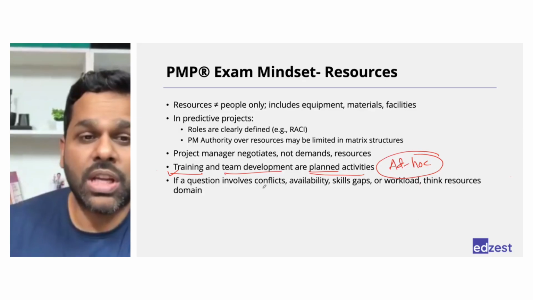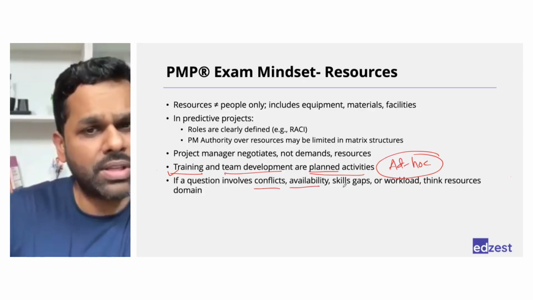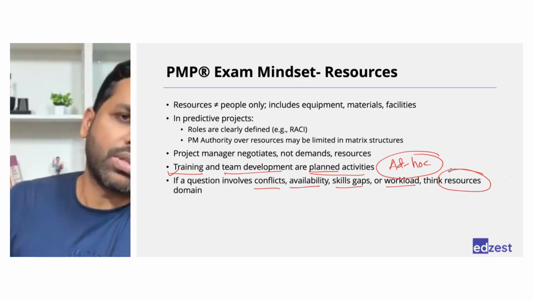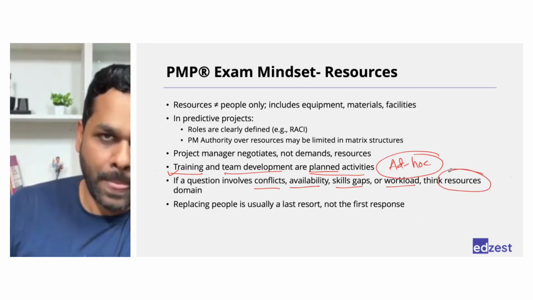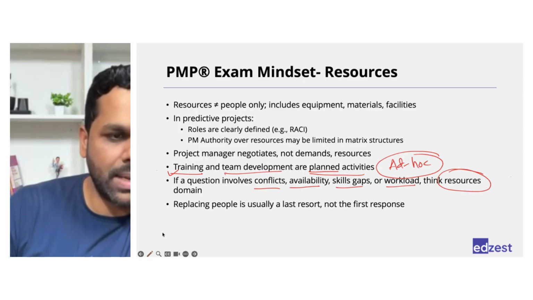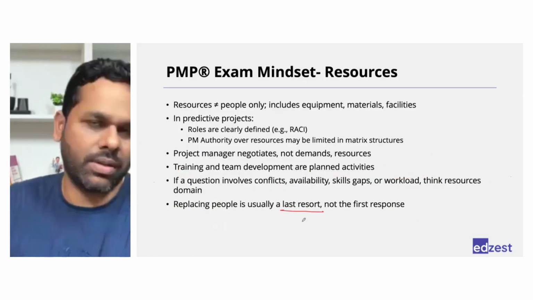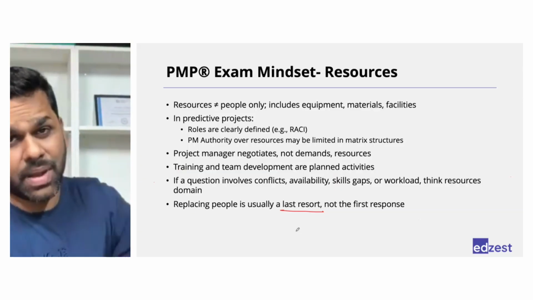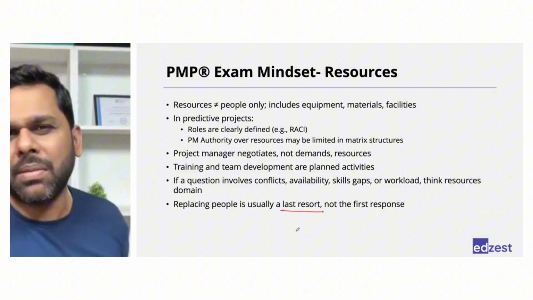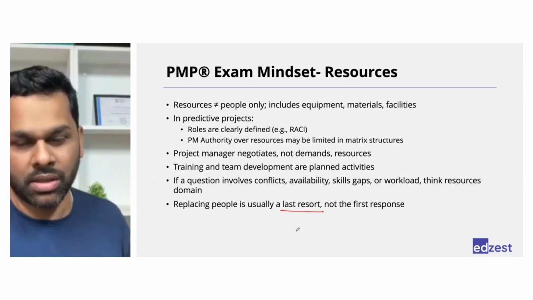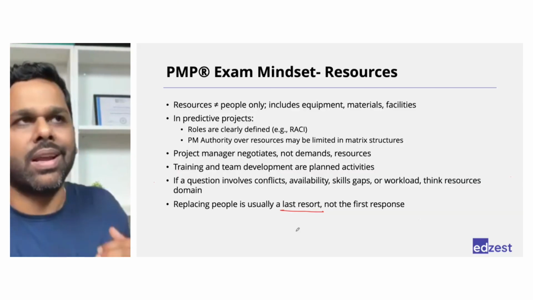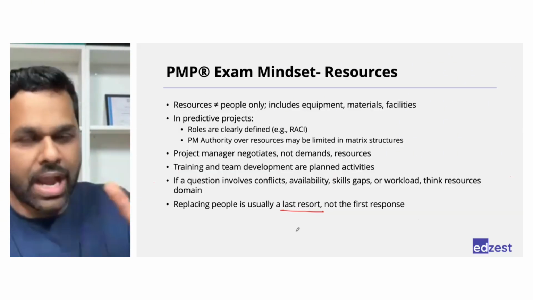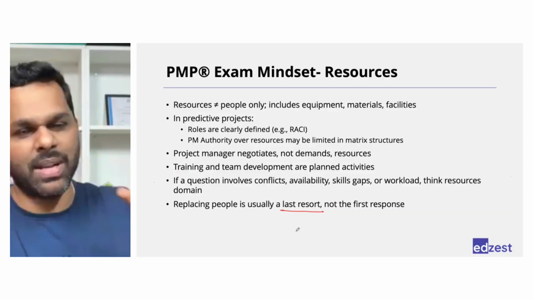If the question is talking about conflict, availability of resources, skill gaps, workload, understand that they are talking about resources in the project. Also, keep this in mind, replacing people is generally the last resort. Yes, I did talk about firing people as the project manager's authority and discussing it with management. You can fire people, but that is generally your last resort. Why? Not because we are inhuman if we are firing, but because firing is a big trouble. When you fire somebody, you need to hire a replacement.